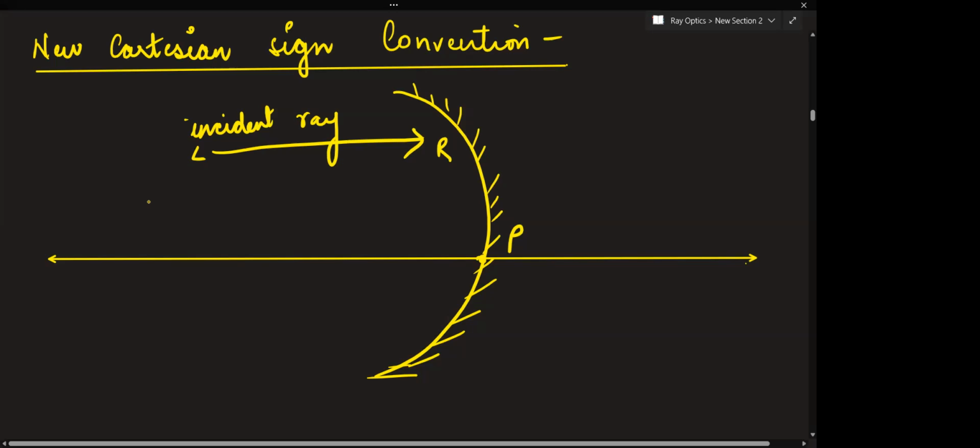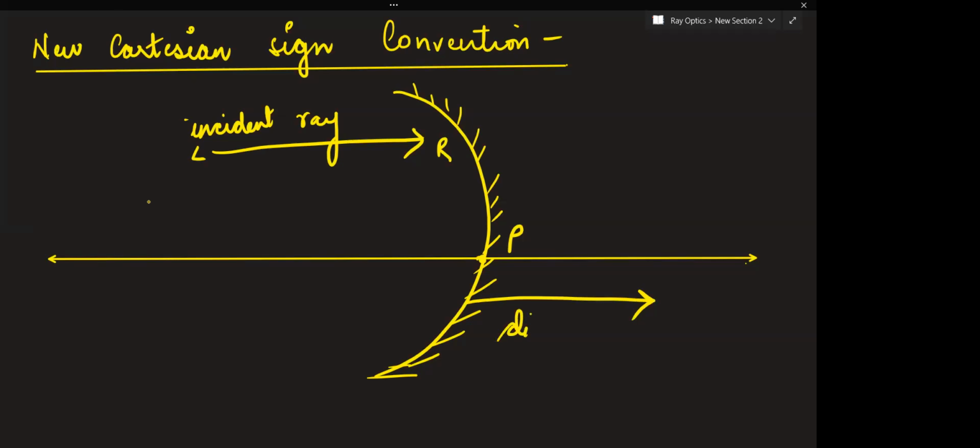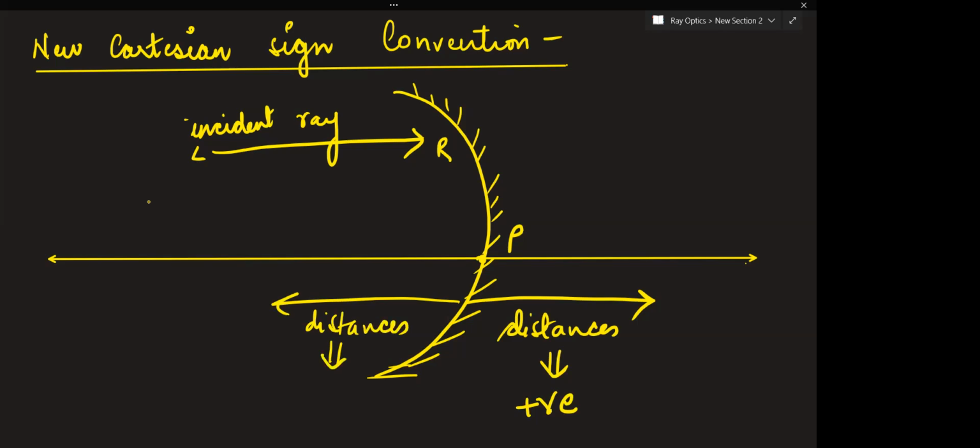The third point says that all the distances that are measured in the direction of the incident ray, it means if the incident ray is falling from left to right, the distance taken from here will be left to right, these distances are taken as positive. And the distances that are opposite to the direction of the incident ray are taken to be negative. We'll see all these things in detail so you'll be able to remember, but for now, just learn these points.